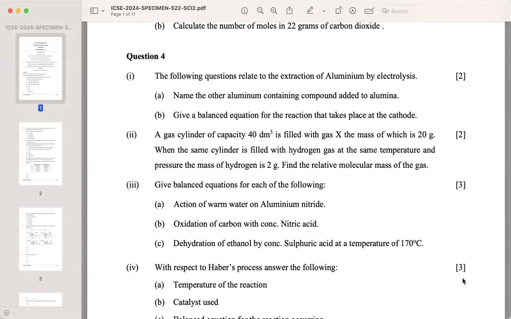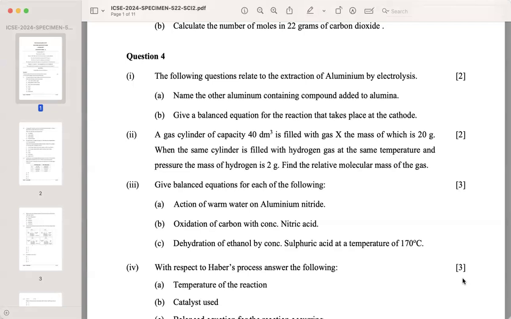Part B, give a balanced equation for the following reaction that takes place at cathode. So it will be Al3+ plus 3 electrons giving Al. It will be only Al because for aluminium the valency is plus 3, and because at cathode reduction occurs, that means gain of electrons occurs. So your equation will be Al3+ plus 3 electrons giving Al.